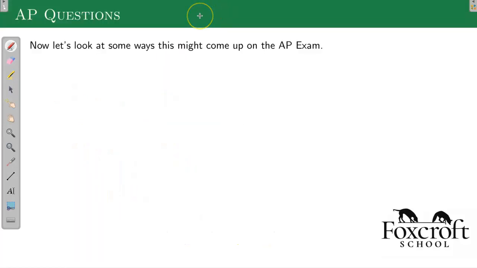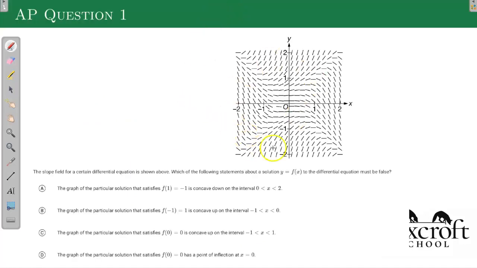Now let's look at some ways this might come up on the AP exam. Here we have a slope field. Which of the following statements about the solution y equals f of x to the differential equation is true? If I have (1, -1) on my solution, it's concave down on the interval. If I go this way, it looks like it's pointing me this way. If I go this way, it looks like it's pointing me this way. That looks like it's always concave down. So I think A is right, which means it's not false, so this is not the right answer.